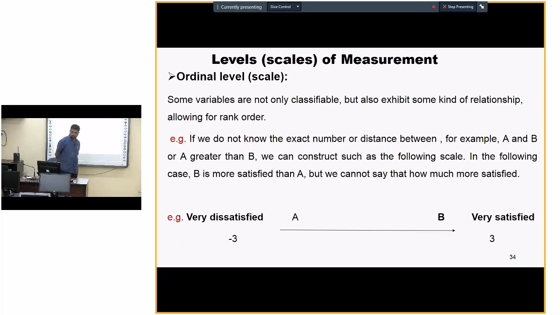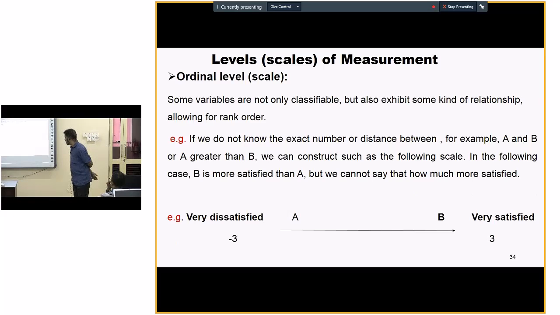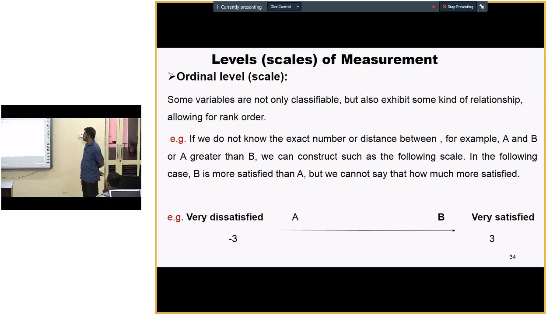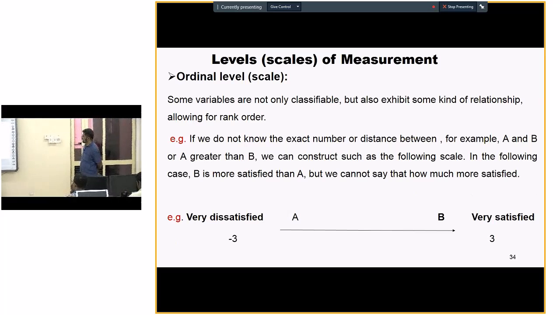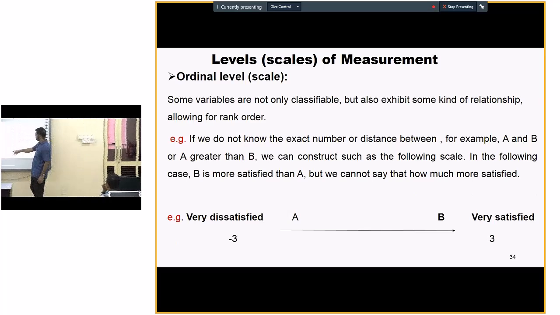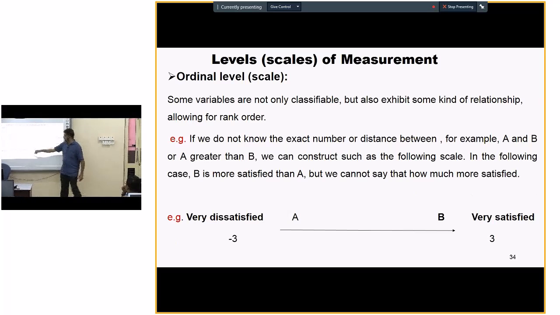Then ordinal level data. This is very much important for your research work. If you are willing to collect data from primary sources, this is very much important, right? Some variables are not only classifiable but also exhibit some kind of relationship allowing for rank order. We can see a particular rank. Now you can see here very dissatisfied to very satisfied. -3 to +3, you can assign values. Or 1 to 5, 1 to 6, you can assign values, right?